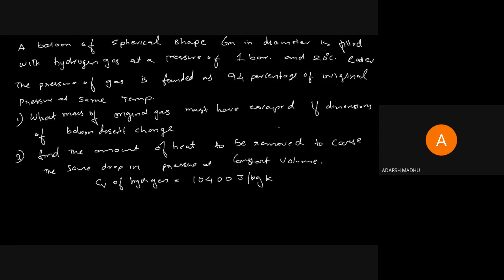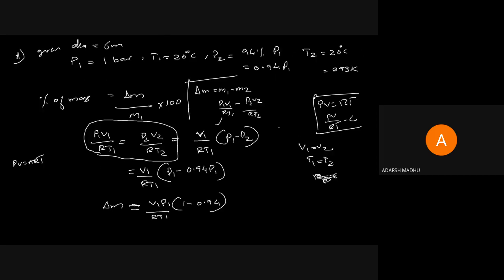So what we need to find is delta M by M into 100. Change in mass divided by initial mass, original mass, into 100. Change in mass delta M equal to M1 minus M2. M equal to P1 V1 by RT1. Since PV equal to MRT, M equal to PV by RT. To find M1, P1 V1 by RT1. To find M2, P2 V2 by RT2.